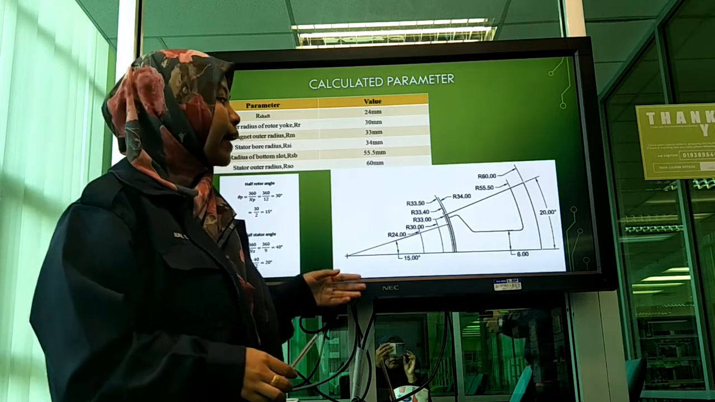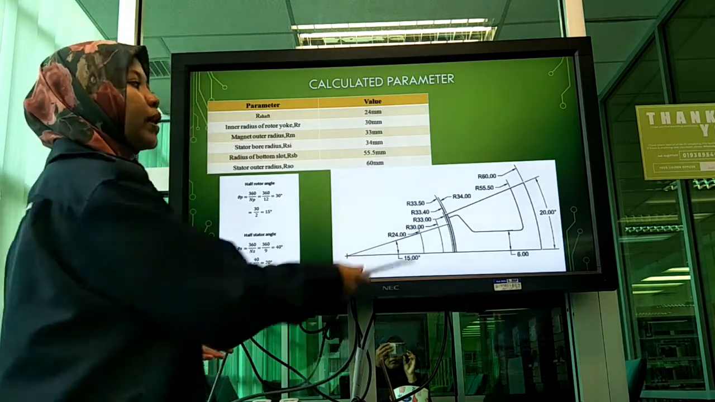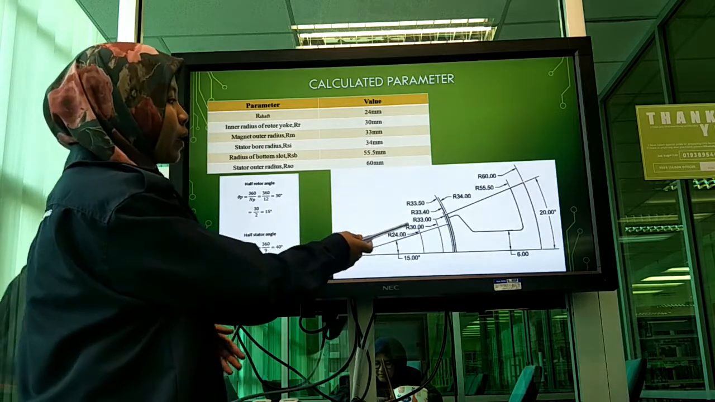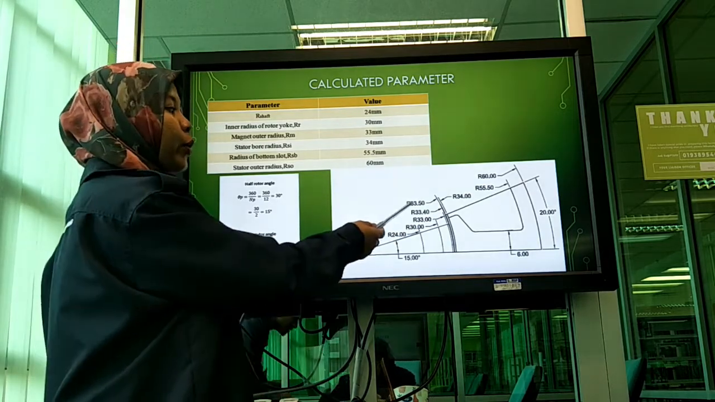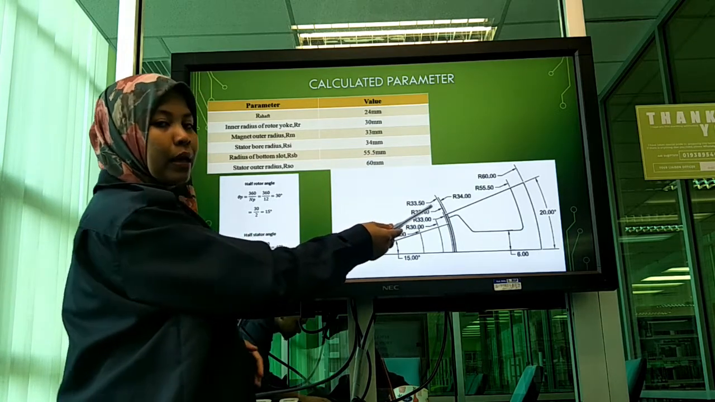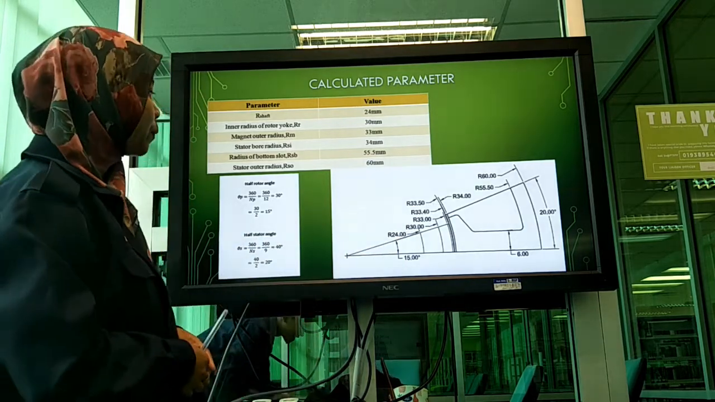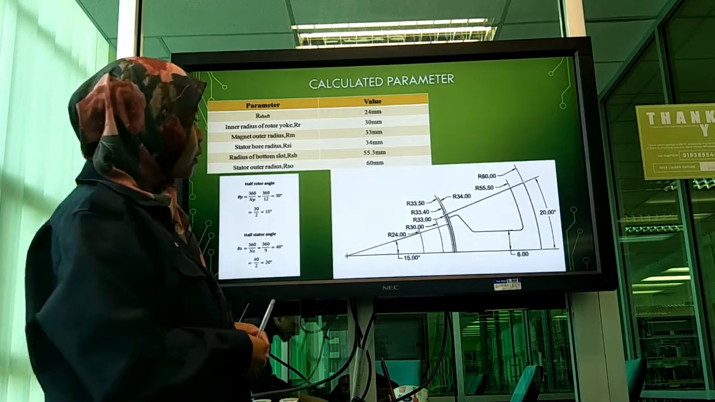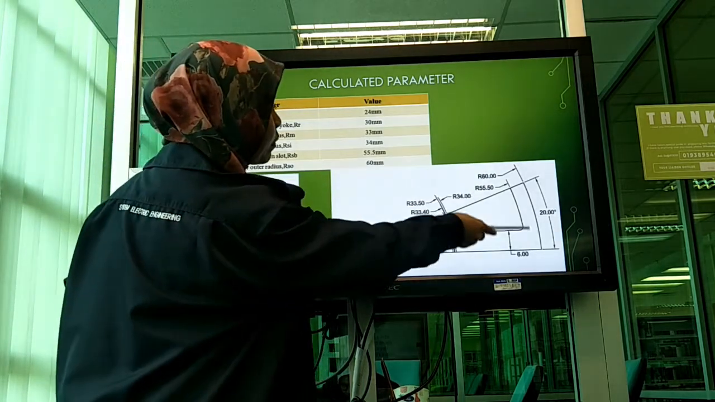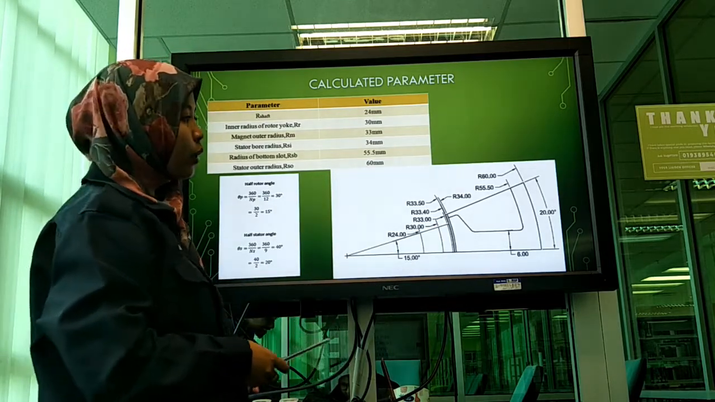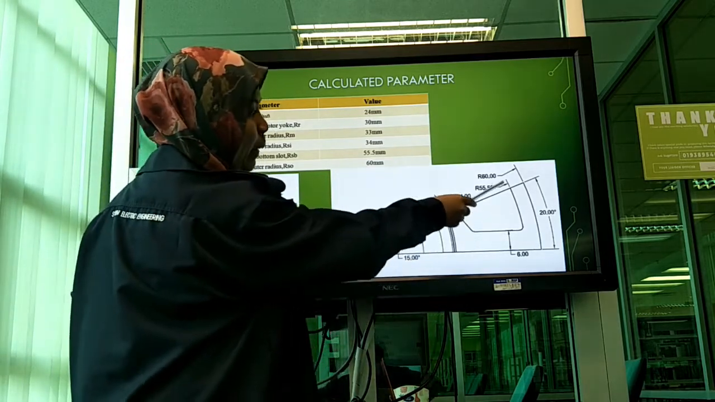To get the air gap for the stator, we take this value, which is 34.00 mm, then we minus 0.5, and we get 33.50 mm for our stator air gap. And for the stator outer radius, we got 60 mm, and the radius of the bottom slot, we got 55.5 mm.